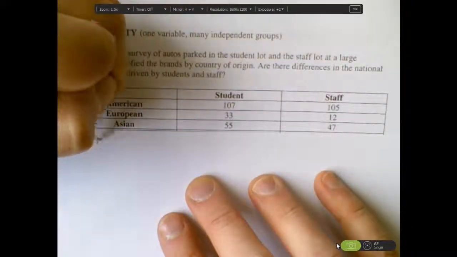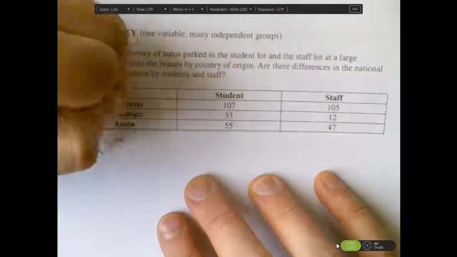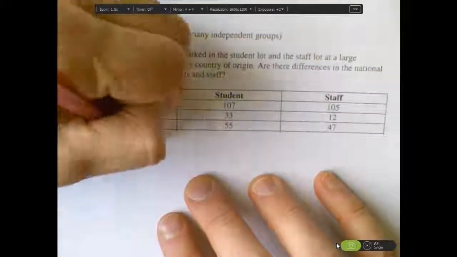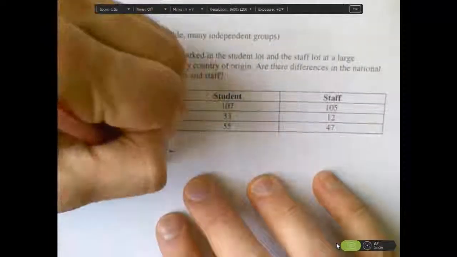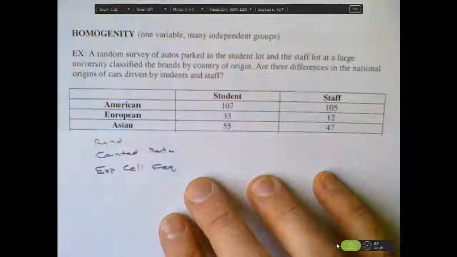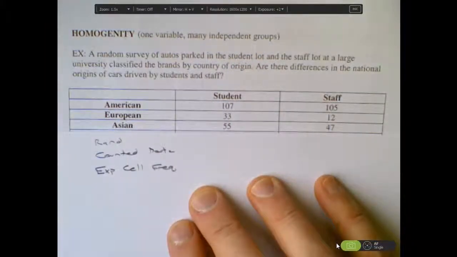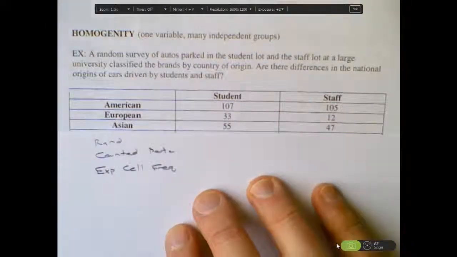So same 3 conditions: random, counted data, and expected cell frequency. And they have to be greater than or equal to 5. If not, you need to combine cells to make that happen.